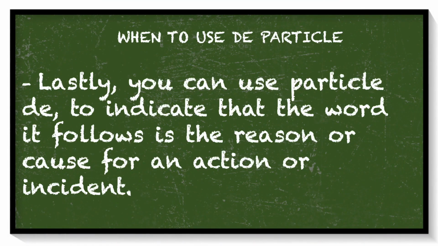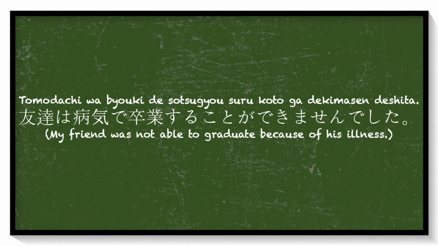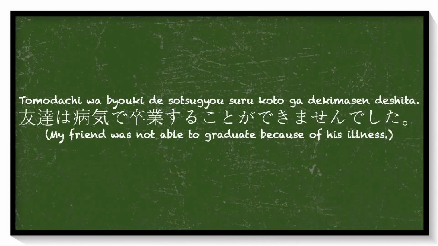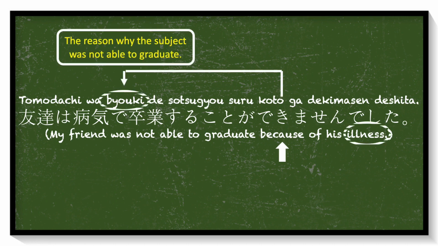Lastly, you can use particle で to indicate that the word it follows is the reason or cause for an action or incident. For example, 友達は病気で卒業することができませんでした。 Here, 病気, or illness, was followed by particle で which makes it the reason why the subject was not able to graduate.